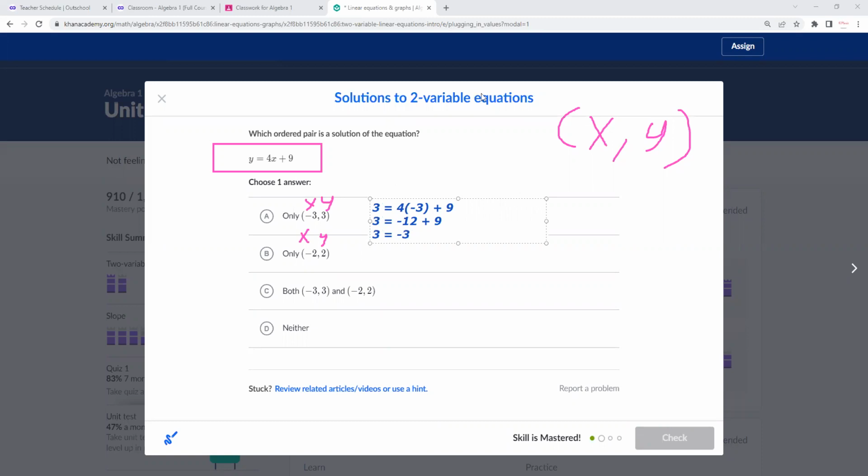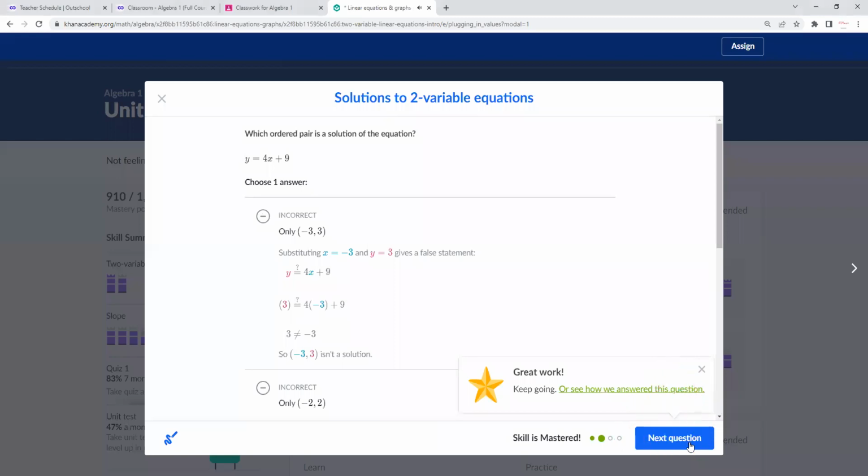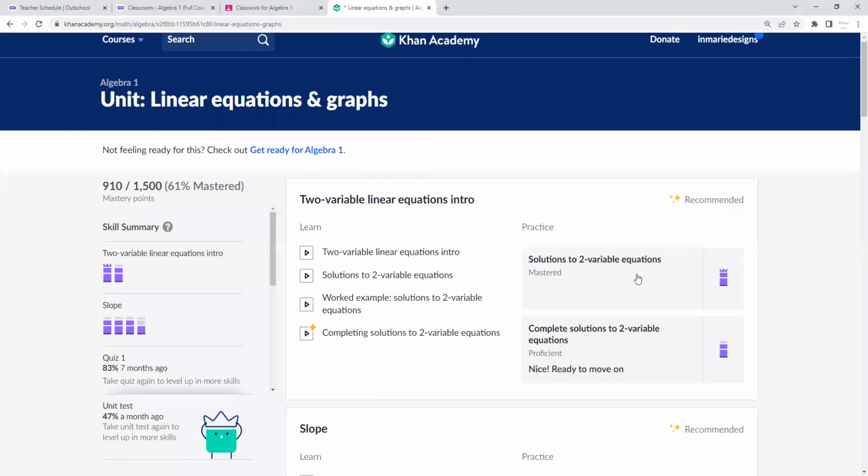Let's try this one. We have y, which is 2, is equal to -2 for x. So 4 times -2 plus 9. And once again, this is not a solution because this gets you 1. And so neither of these are a solution, and that would be our answer. You would do the same for each one.